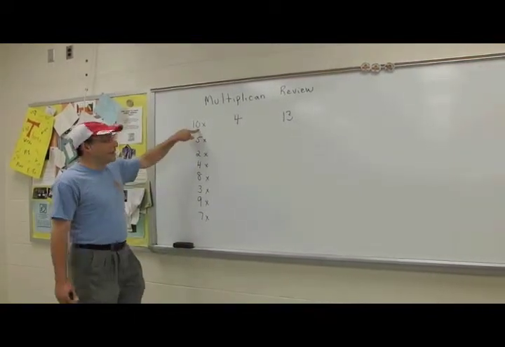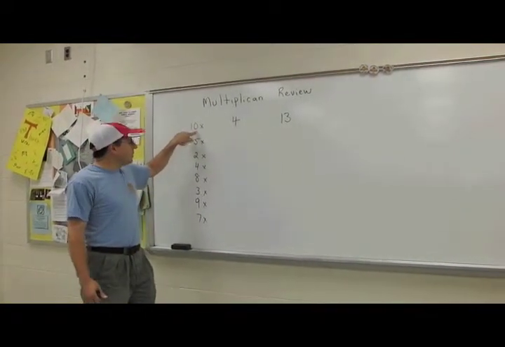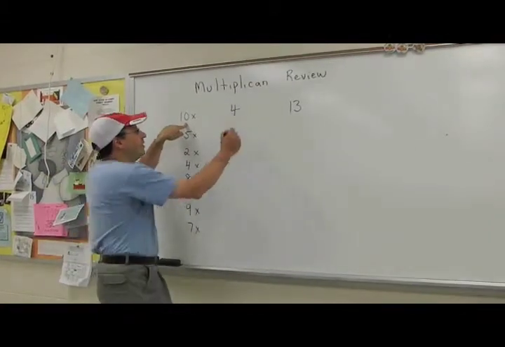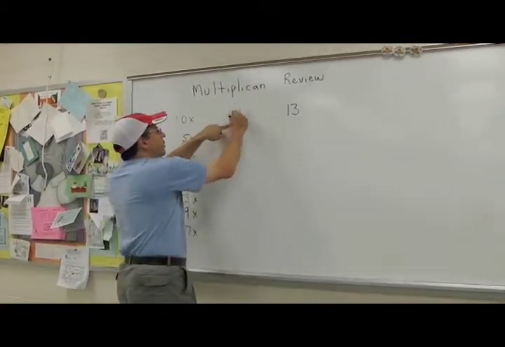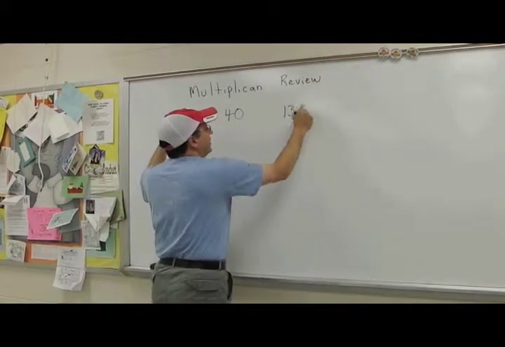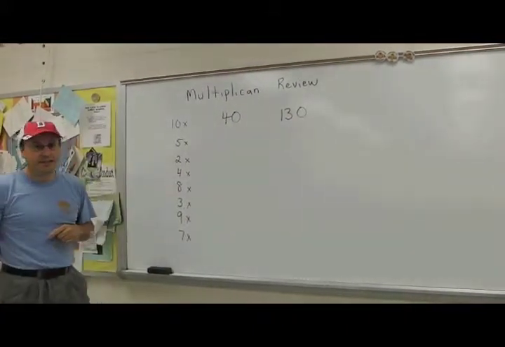So we're going to start with the 10 times table. Whenever you're multiplying by 10, all you have to do is add a 0. So 10 times 4 is 40. 10 times 13 would be 130.